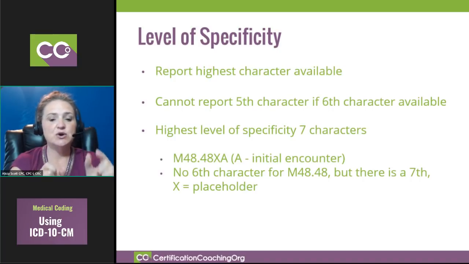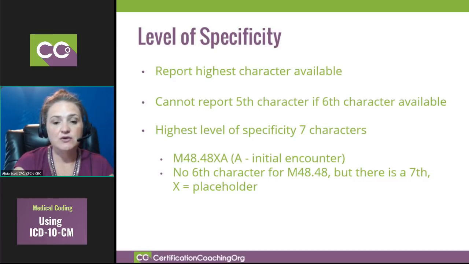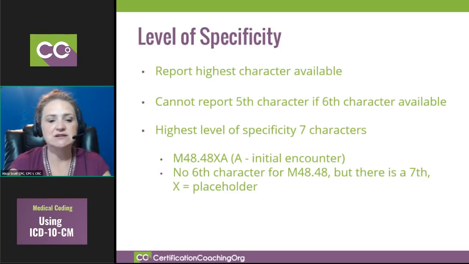So the example they're giving for this particular one is M48.48XA, because the seventh character is for, in this particular instance, is this the initial encounter? Is this a follow-up or subsequent encounter? Is this a sequela? We'll talk about all that later. But you can't have just a blank. You can't have M48.48A just because there's no character for the sixth place. You have to have an X there.